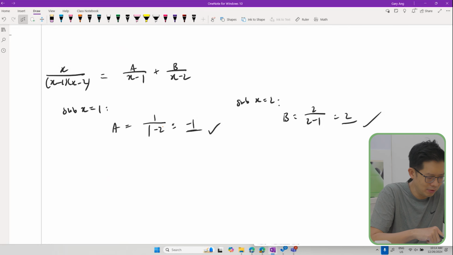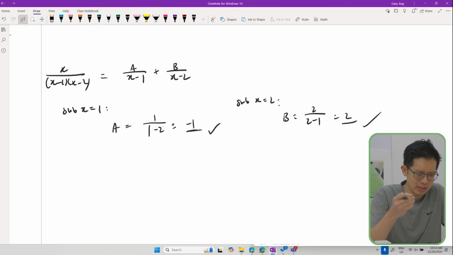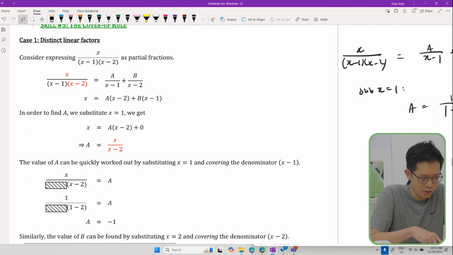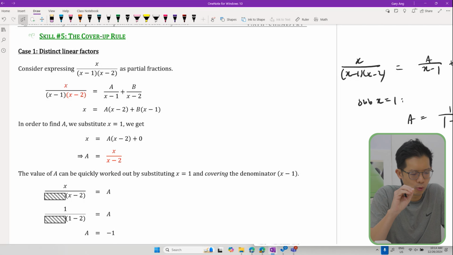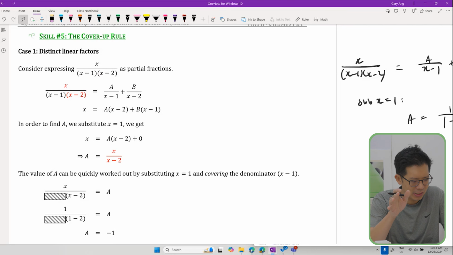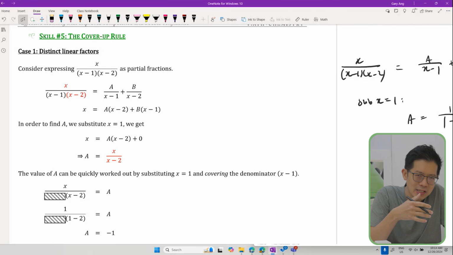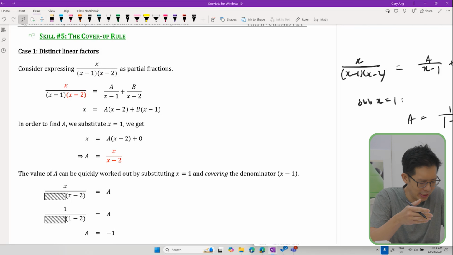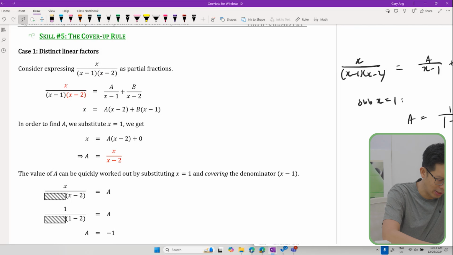Okay, so now let's dig in to try to figure out how this works. The cover-up rule, like I said, is just a shortcut. If you don't know it, it doesn't mean that you can't score well for this particular topic. You'll be surprised that the working mechanism behind the cover-up rule is actually the same as how you have done it normally. Let's talk about the normal way.